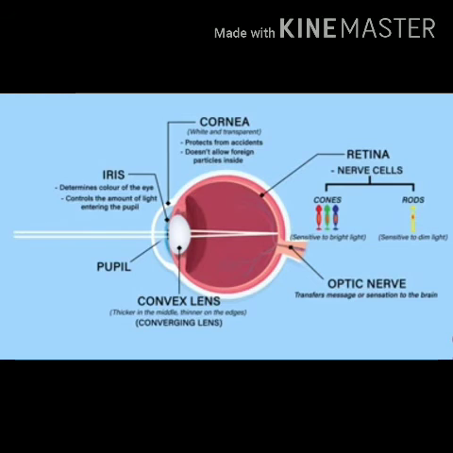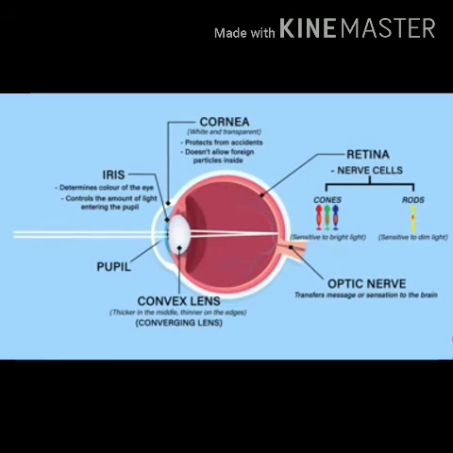So in this way, it is the iris which is going to control the size of the pupil as well as the amount of light entering through the pupil. Behind the pupil is the eye lens. The human eye lens is a convex lens. Convex lens means it will be thicker in the middle and thinner at the edges.